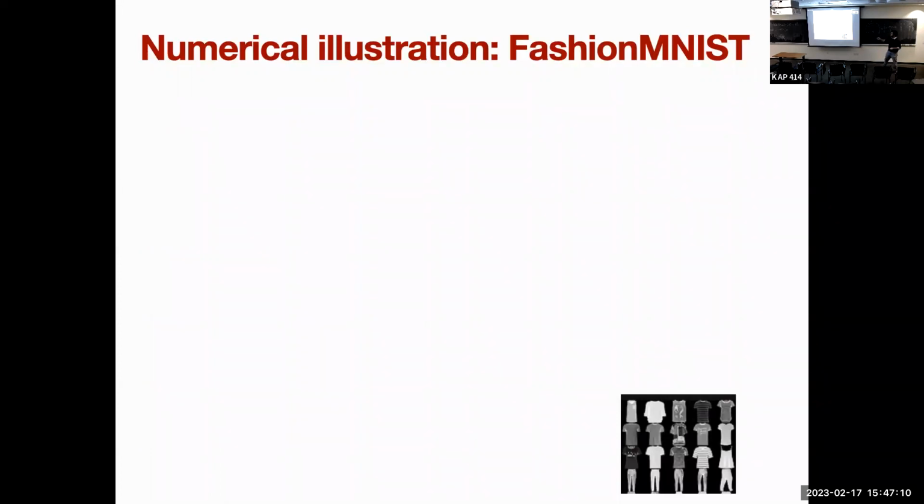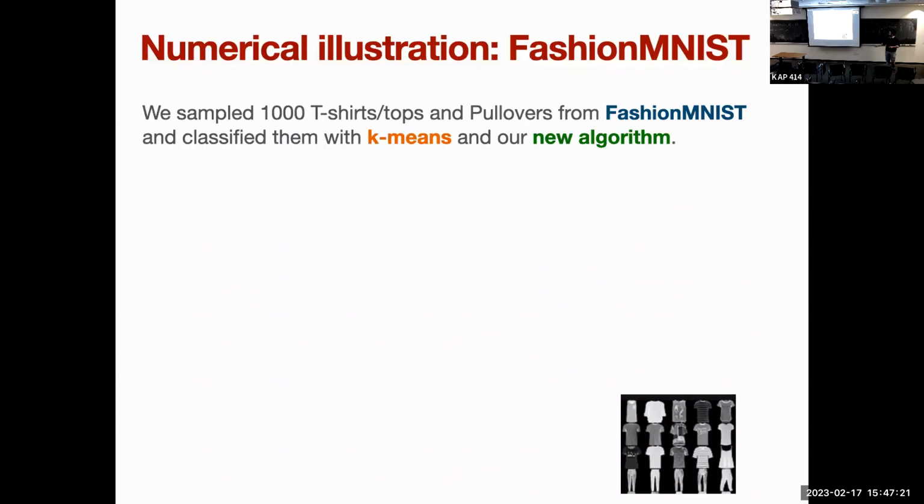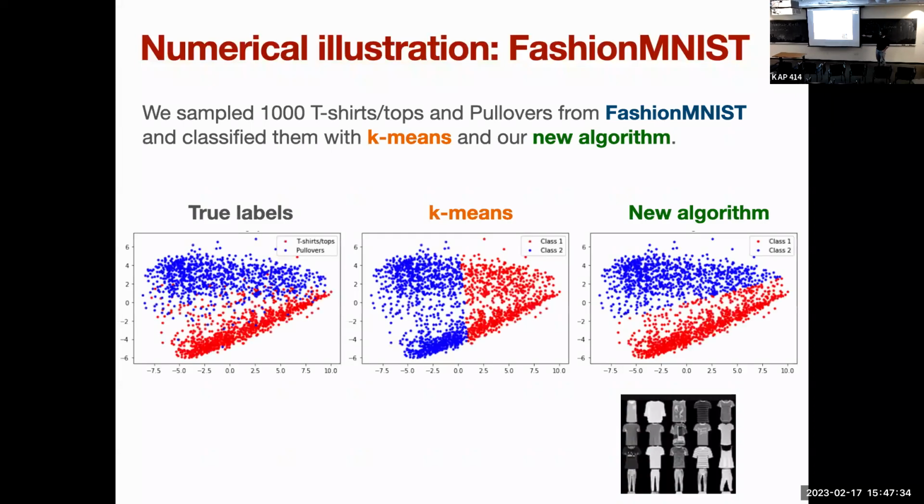Here we did an experiment with Fashion MNIST. If you're familiar with MNIST, those are small pictures of handwritten numbers. Fashion MNIST are just small pictures of clothes. So we subsample a thousand data points of two classes in Fashion MNIST, t-shirts and pullovers, and we classify them using k-means and one of the new algorithms that I'm going to propose. If you project all the data points into two dimensions, what you obtain looks like two stretched clusters.